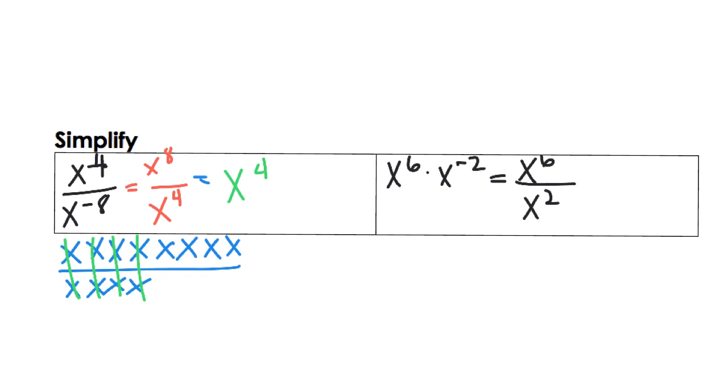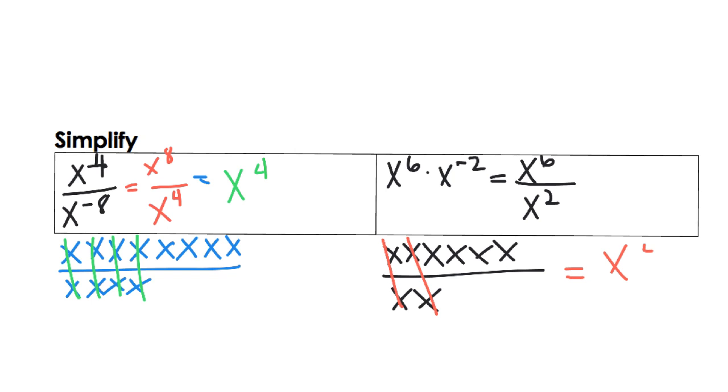And then we can use our division rules to simplify. So I have 1, 2, 3, 4, 5, 6 factors of x on the top, and 2 factors of x on the bottom. X divided by x is 1, x divided by x is 1, so I have 4 factors of x. So my simplified answer would be x to the 4th.